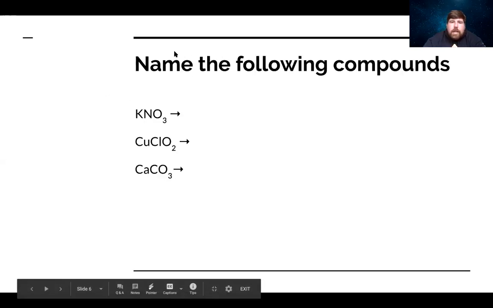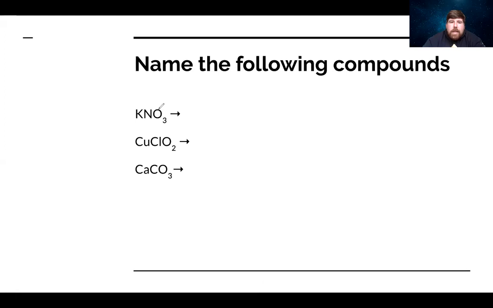The first one we are looking at here is KNO3. Well, we know that the metal is going to be named first, K, and that is potassium. Luckily, potassium is not a transition metal, so I do not need to indicate or figure out the charge of that. NO3 is the polyatomic ion nitrate. So this is going to be potassium nitrate.